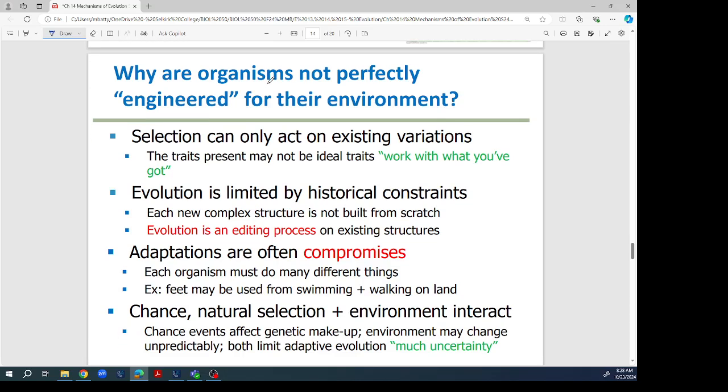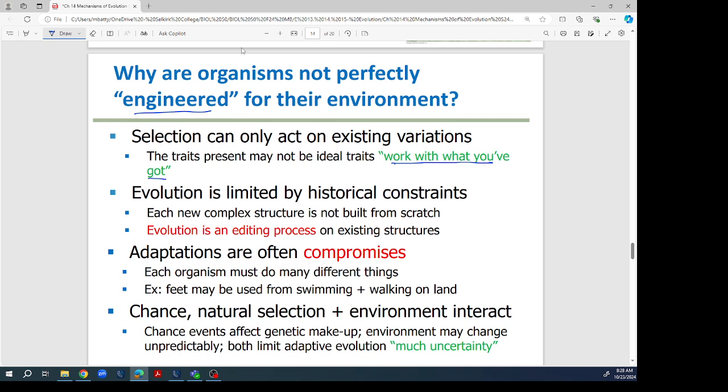So really we need to address some of these ideas of misconceptions with evolution. Like, why wouldn't things all be perfectly engineered for their environment? There are a few things going on with this. Selection can only act on existing variations. If you have a limited gene pool, you can't just create more things out of nothing. I guess there are mutations, but they have to happen. And then evolution works with what is present in the population.